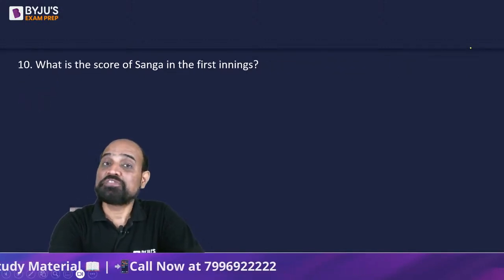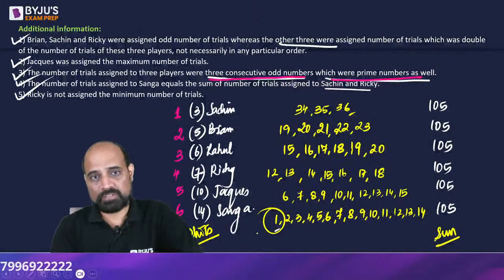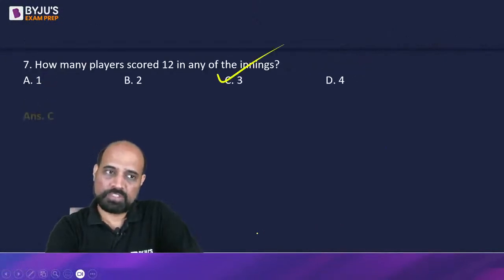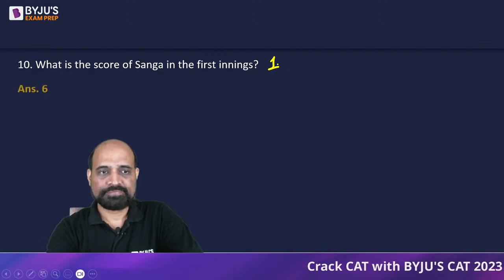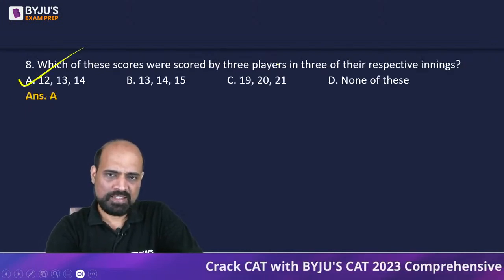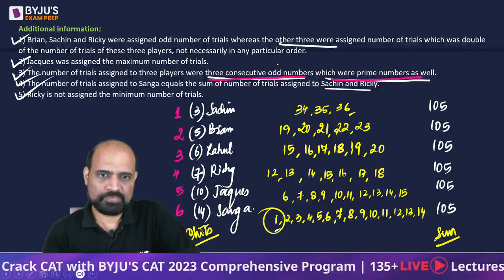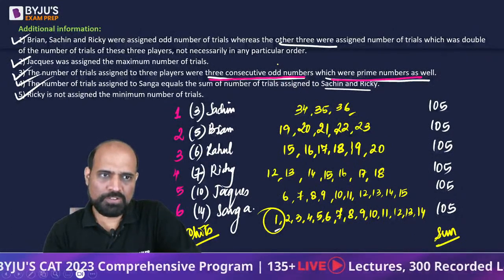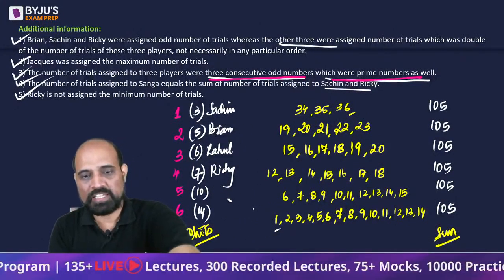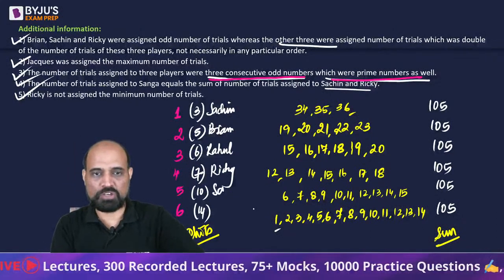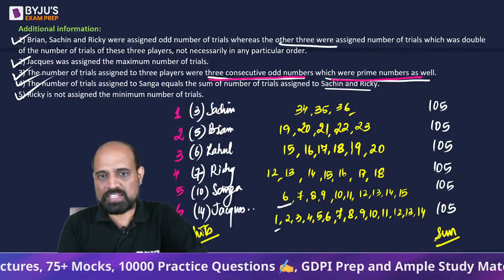What is the score of Sangha in the first innings? Sangha किस number से शुरू किया था? So Sangha started with 1, na? The last guy. So he started his innings with 1 run. Hold on. The number of trials assigned to Sangha equals the sum. Oh. Sorry. ये नाम गलत लिख दिया मैंने ऊपर नीचे. This guy is Sangha because Sangha was 10, remember? 3 plus 7. And this was Jack. So Sangha starts with 6.